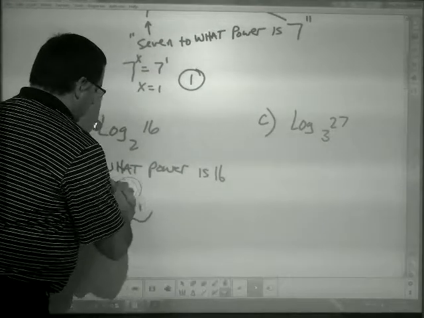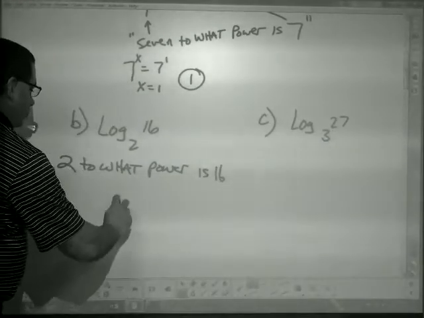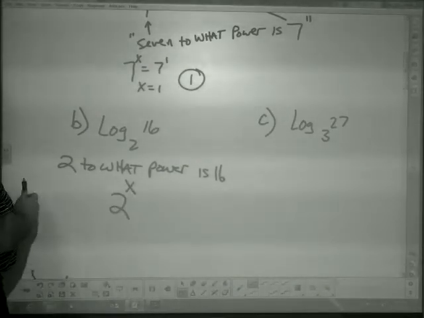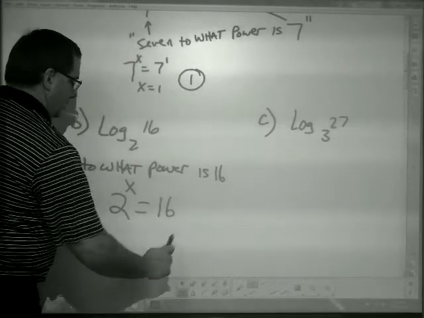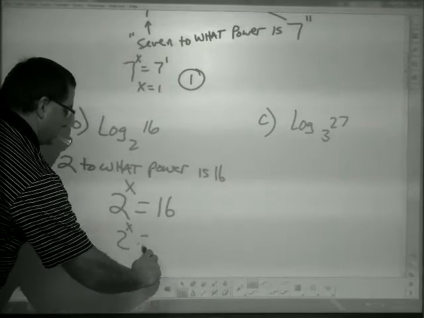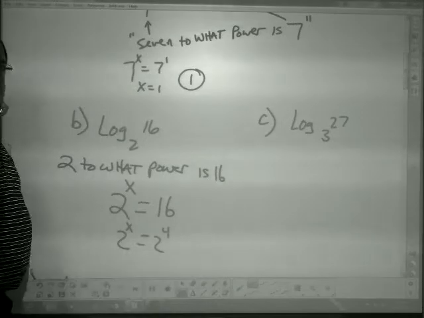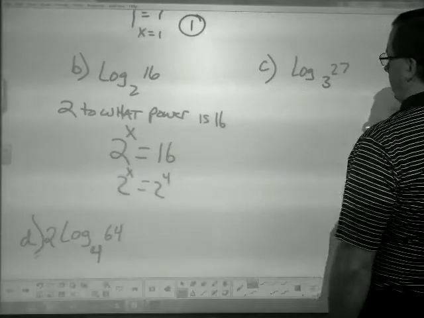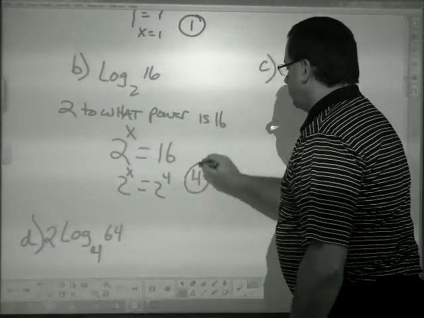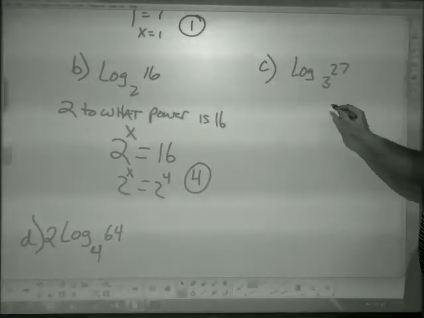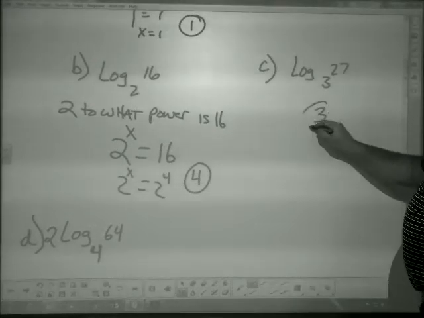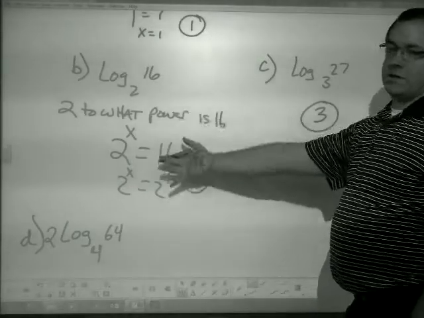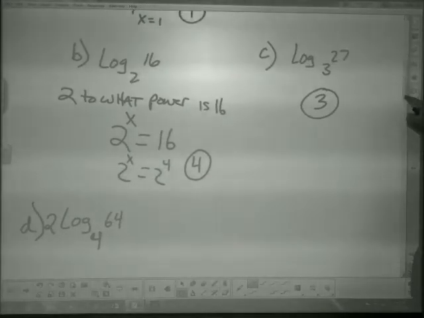All right, how did I get that again? I said 2 to what power. To what power is like writing the x, equals 16. Well, I know 16 can be written as 2 to the 4th. We just did that in chapter 7. Now I know x has to equal 4. My evaluated answer here is 4. 3 to what power is 27? 3 to the 3rd is 27. I just write 3. I don't really have to go through this process when I'm evaluating, okay?